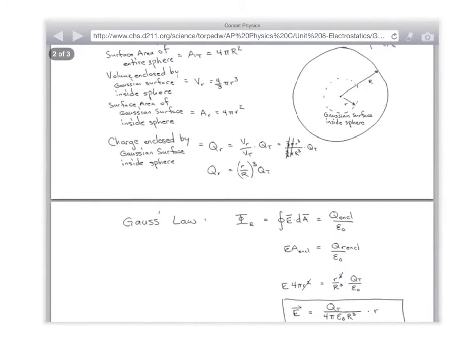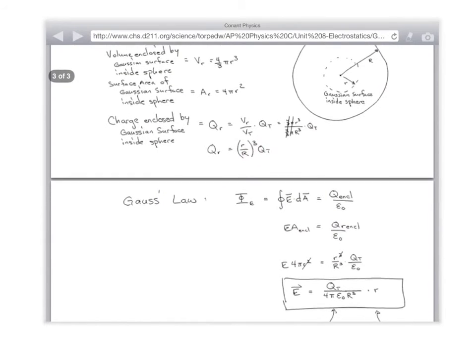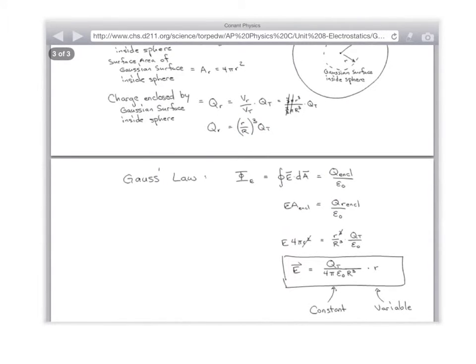Gauss's law says that the electric field times the area is equal to the charge enclosed over epsilon naught. The electric field is what we're looking for. The area of a sphere is 4 pi r squared. The charge enclosed is this equation right here, r over R cubed. You do some math, and what you end up with is the total charge of the whole thing divided by 4 pi epsilon naught R cubed, times r.